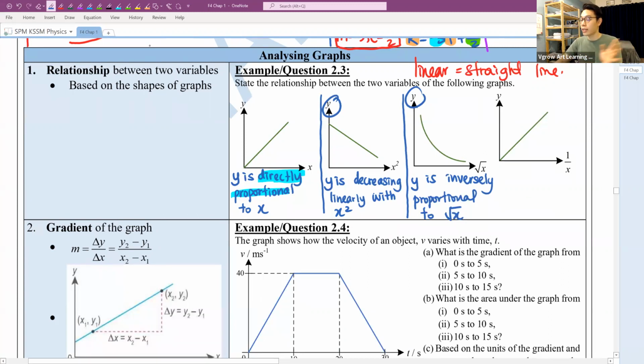In your entire syllabus of physics, you're going to do a lot of this. You're going to do directly proportional a lot. You're going to do inversely proportional a lot. Decreasing linearly, increasing linearly, that one not as popular, but they ask once in a while. Most important one is directly proportional and inversely proportional. Direct means go up, go up, go up. Inverse means the opposite. Go down, go down, go down. One is go up, one is go down.